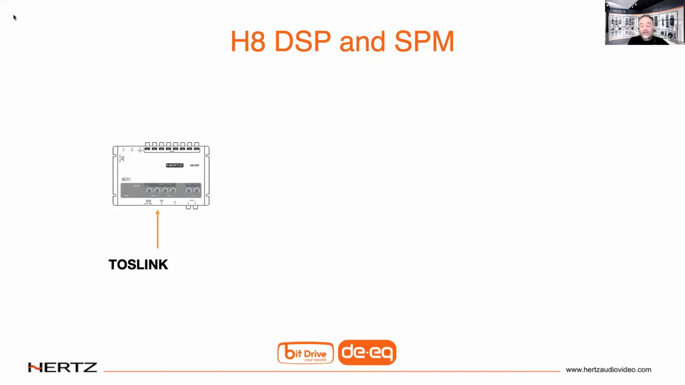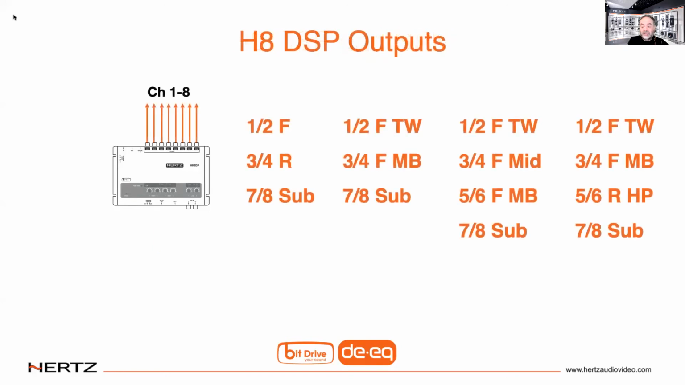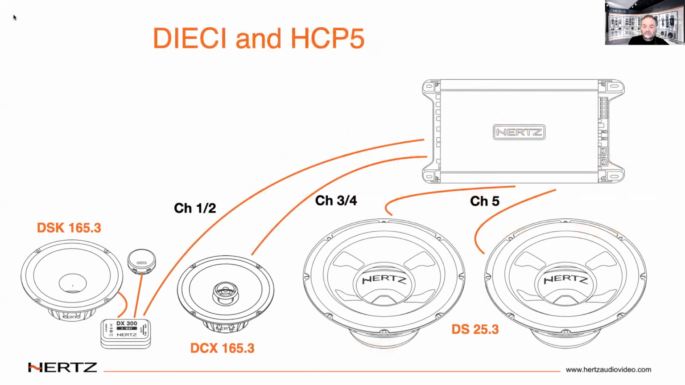Now, what can you do with the 8 outputs? Well, there's a lot of ways to use the 8 output channels. And let me give you a couple of examples. So that is a basic 5-channel system. DHE components in front, DHE coaxial in the rear, and DHE subwoofer all powered by an HCP5 amplifier. This is a nice audio system.